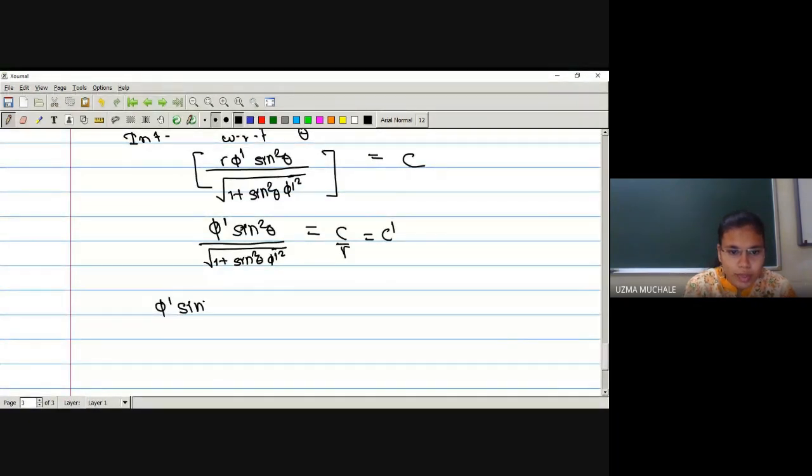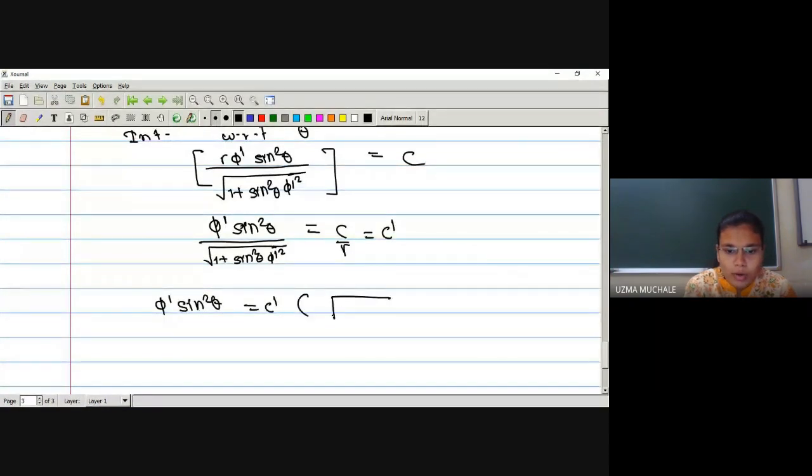Phi dash sine square theta I will write down, which equals c dash into under root of 1 plus sine square theta into phi dash square. Okay, I have just multiplied it, right? So after this, what do you have to do? We have to square both sides so that this under root will cancel out. This will be phi dash square, and instead of sine square, it will now be sine to the power 4 theta, equal to c dash square. Write the dash clearly, otherwise it will look like 12.